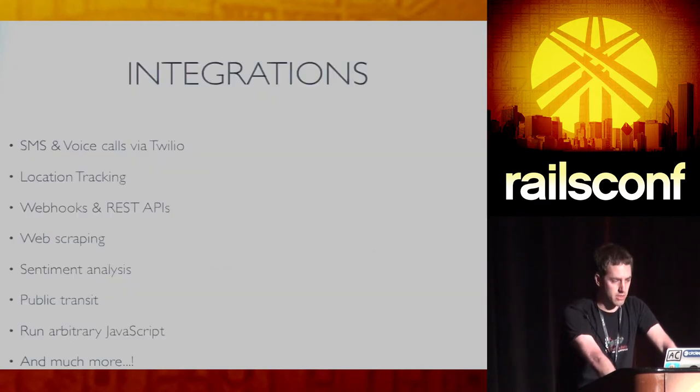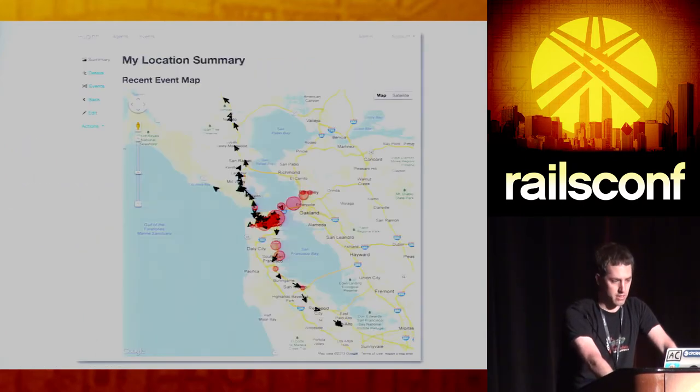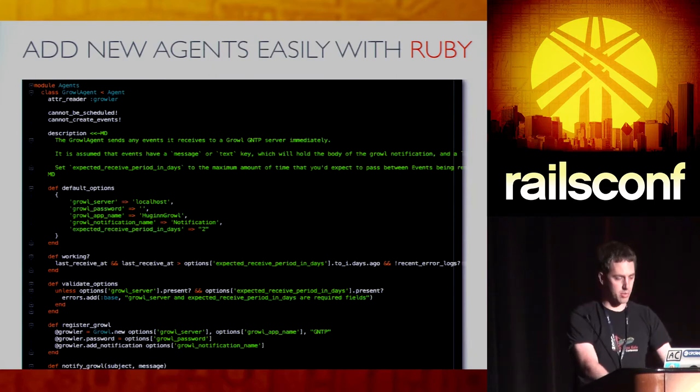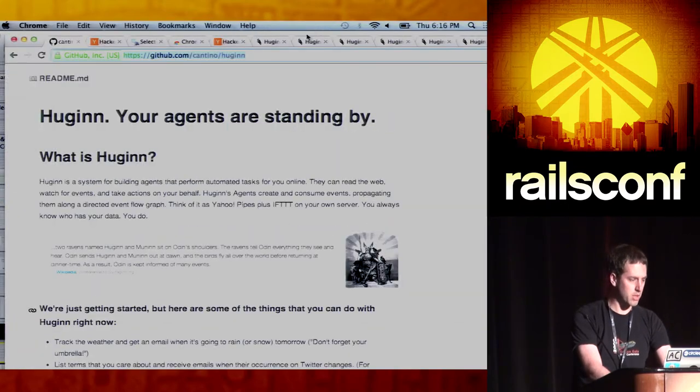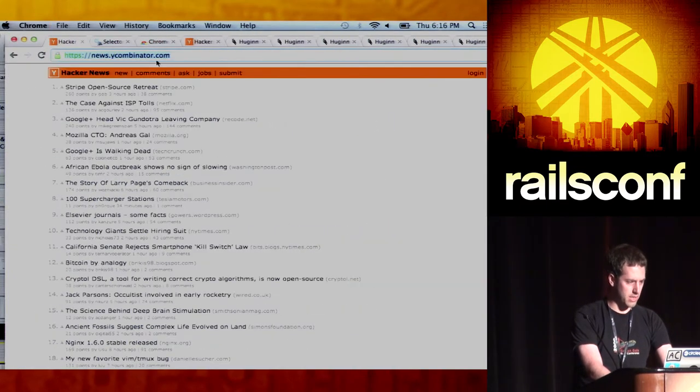We have a bunch of integrations: SMS, location tracking, webhooks in and out, web scraping, sentiment analysis, public transit, and you can run arbitrary JavaScript inside the agent, et cetera. There's lots more. So here's location tracking, and then here's an example of a full agent. It's an extensible Ruby API, and I'm going to be ambitious and try to show you a live demo until I run out of time.